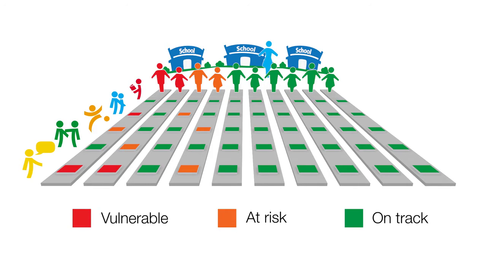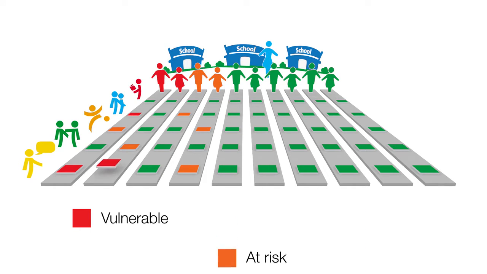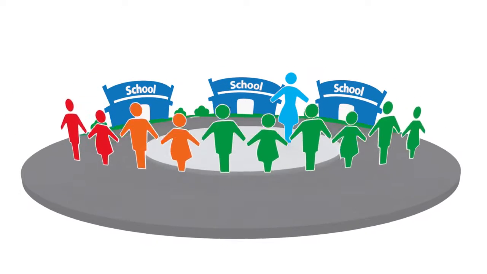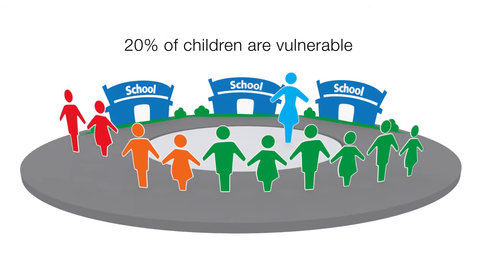In Community A, we can see that while 6 out of 10 children are not vulnerable on any of the domains, 2 children are at risk on 1 or more domains, 2 children are vulnerable on 1 or more domains, and 1 of these children is vulnerable on 2 or more domains. The more domains on which a child is vulnerable, the greater the risk of later difficulties. Being vulnerable on just 1 domain is already putting children behind their peers. In Community A, 2 out of 10 or 20% of children are vulnerable on 1 or more domain.